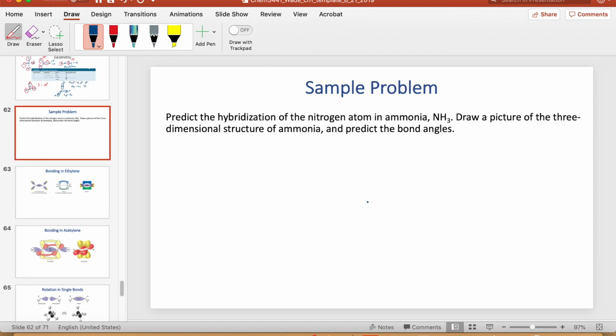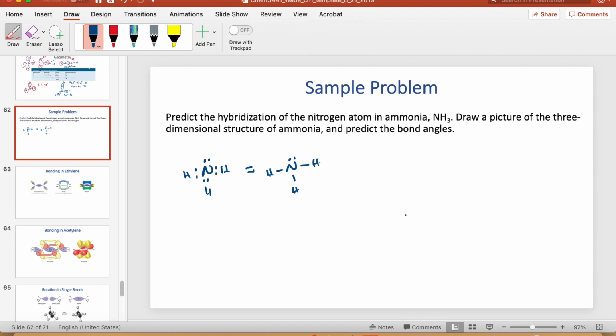We need to predict the hybridization of ammonia, draw the three-dimensional structure of ammonia, and predict the bonding angles. So again, you should pause the video, do this on your own, and then come back to this. Of course our Lewis structure would be this guy. We have a lone pair. Remember, nitrogen forms three bonds with one lone pair, and we represent this in the lazy fashion with lines. It looks like this guy.